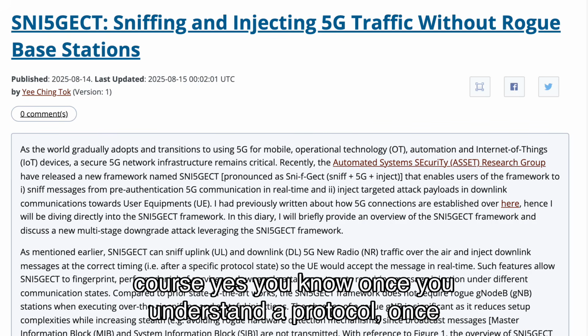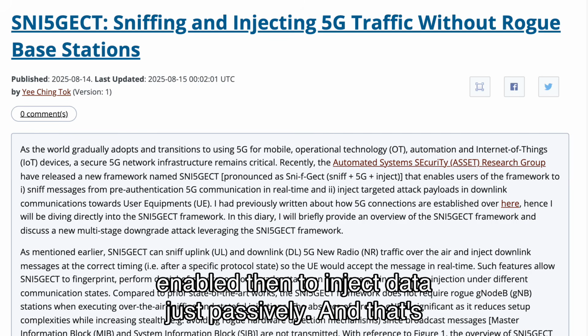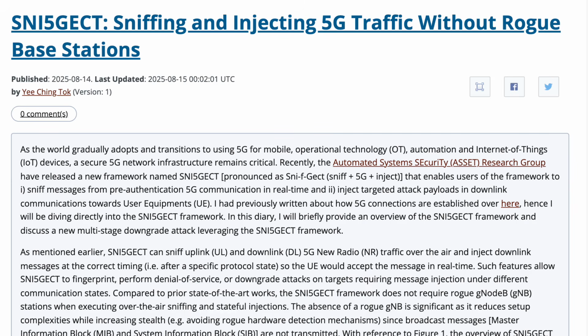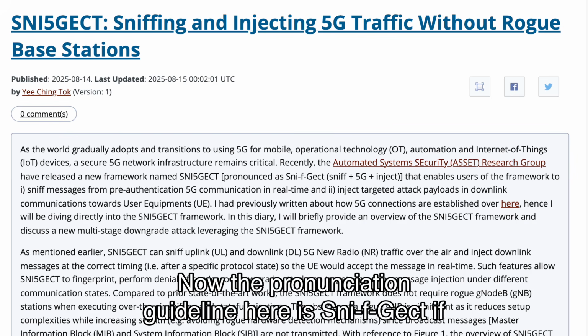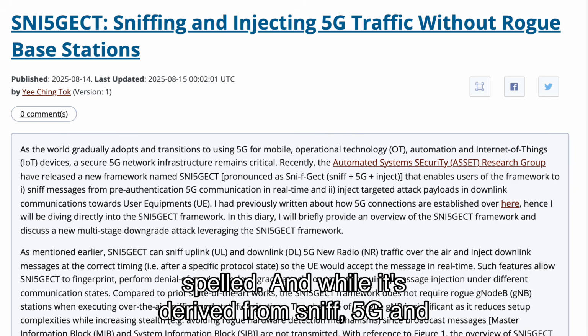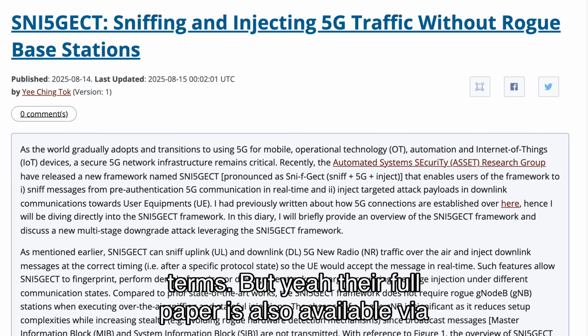But of course, once you understand a protocol, once you're able to sniff data from the air, you're also typically enabled then to inject data, just passively. And that's what they looked at here with this framework they created. Now, the pronunciation guideline here is SNIF-GET, if I get it correctly. SNI5GECT is how the tool is being spelled, and it's derived from sniff, 5G, and inject. So it's just a compression of those three terms.